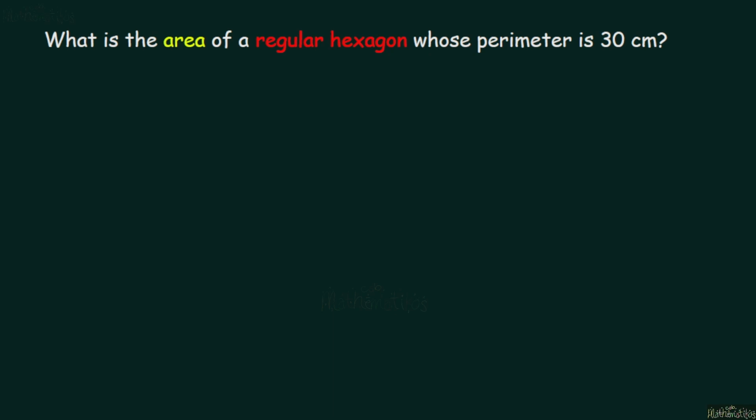What is the area of a regular hexagon whose perimeter is 30 centimeters? So a regular hexagon has 6 sides, and all sides are equal, so we have 6s is equal to 30 centimeters. So the side should be equal to, divide both sides by 6, so we have 5 centimeters.